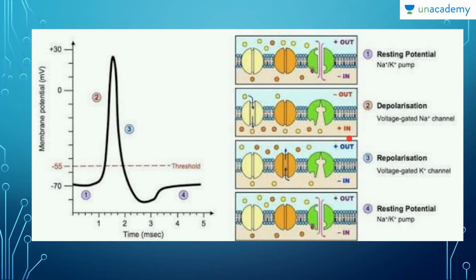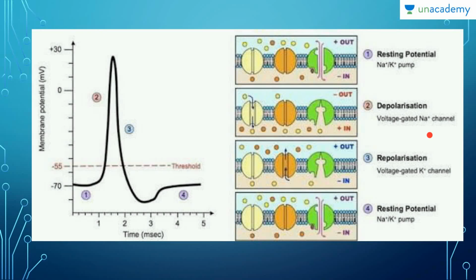Okay, in a nutshell, I'll be explaining this again. Diagrammatically, this is the resting potential. That means Na plus is outside and K plus is inside, and that is how the inside of the membrane is a little bit negative in charge.